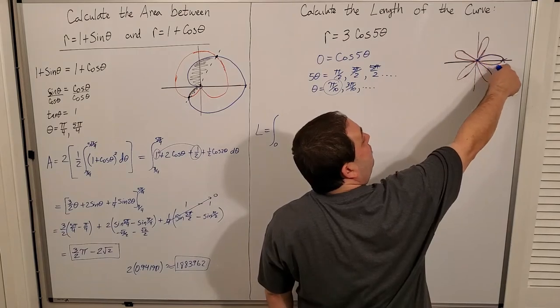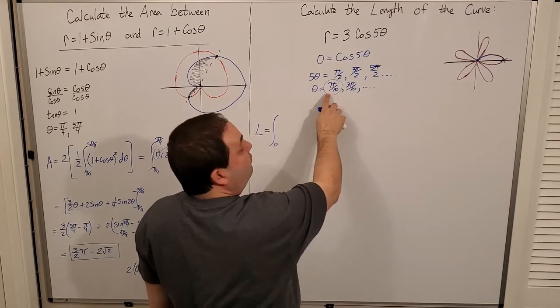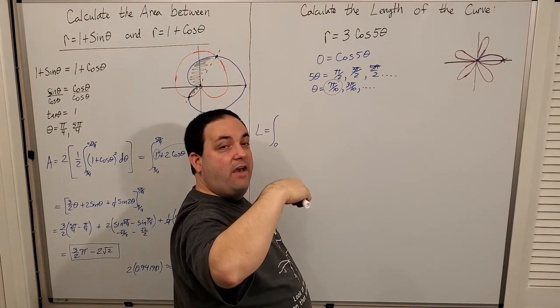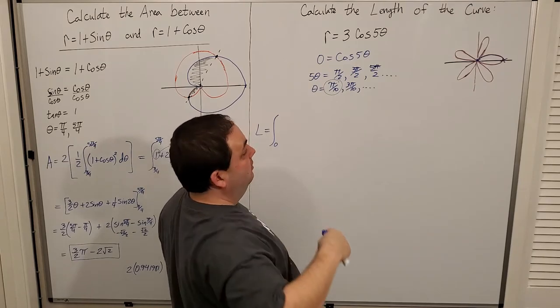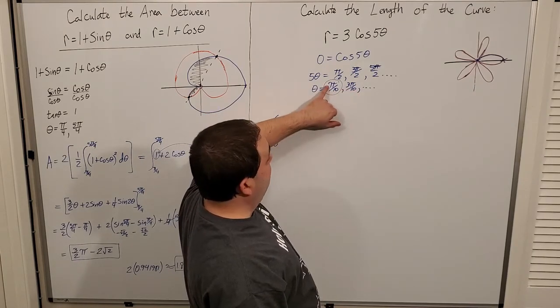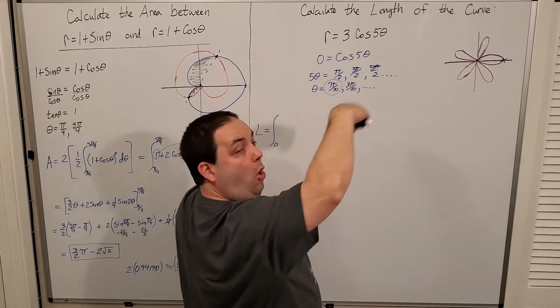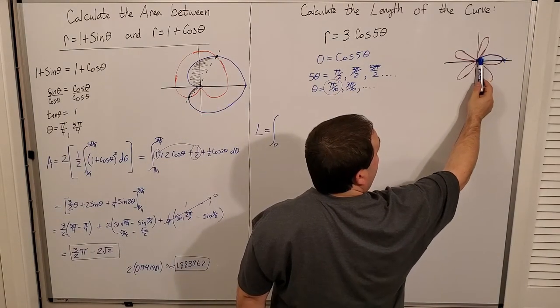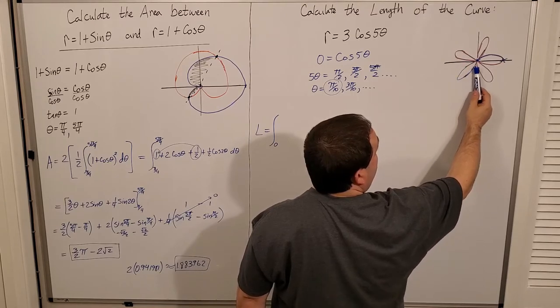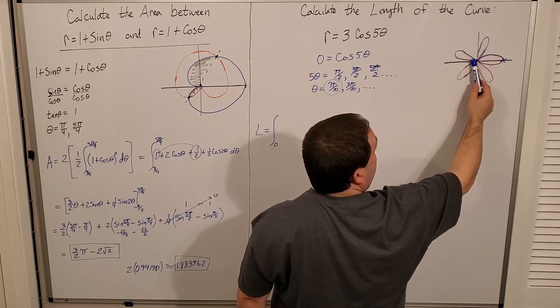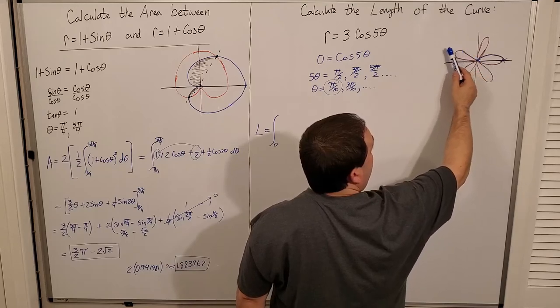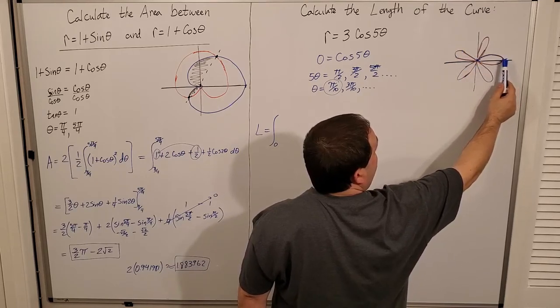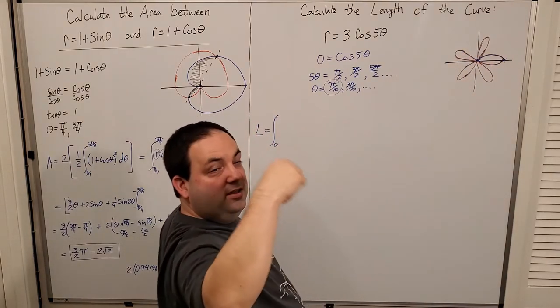There's 10 half curves, and it only takes pi over 10 to complete half of one of the petals, right? And there's 10 of those. So it only takes pi to go through the whole thing, which goes like this, by the way. It goes around, then it goes to this one, then up to this one, then down here, then around here, then back over here again. It doesn't do each loop one at a time like that.